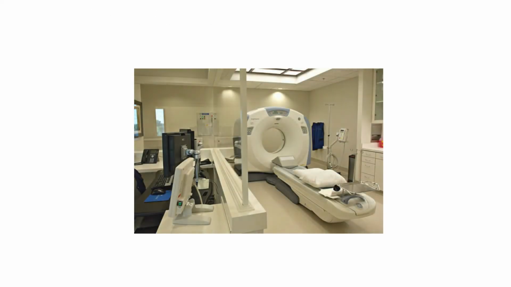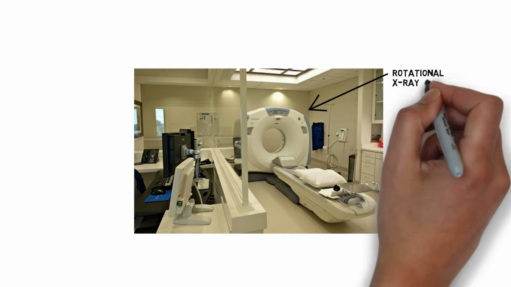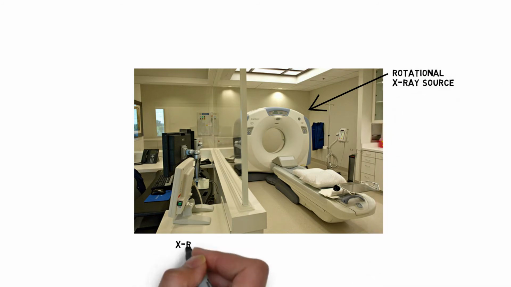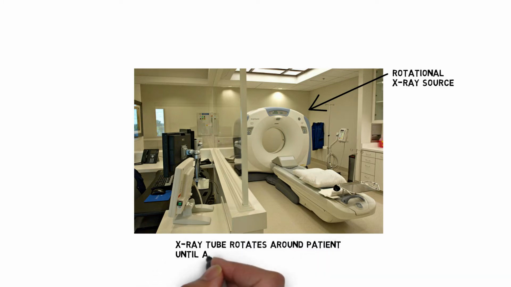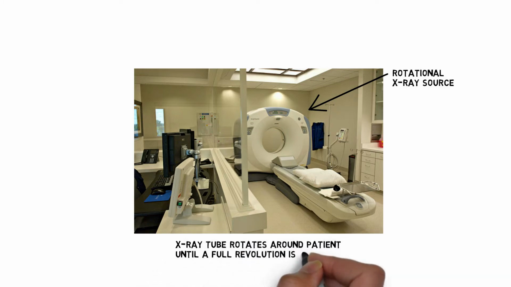CT scans rely on computers reconstructing images based on multiple overlapping X-rays. This is achieved through a rotational X-ray source. CT machines have a motorized X-ray tube that rotates around the patient. These shoot X-rays through the body at many different angles until a full revolution has occurred.